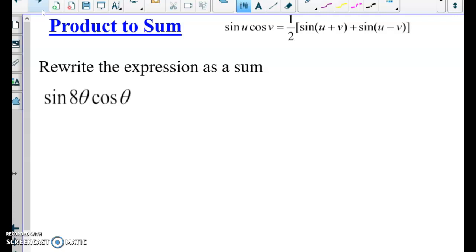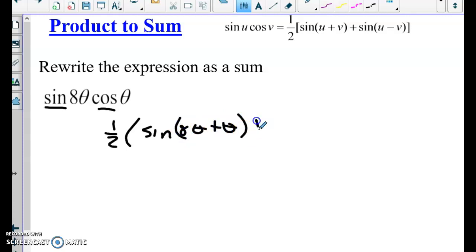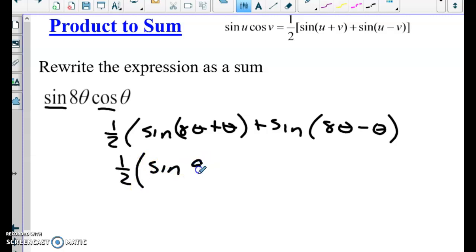All right, so the product to sum. Now this is the bottom one. We have a sine, cosine, and again, there are 4 formulas down there, and one of them has to be sine, cosine. So I'm going to plug into the formula. I'm going to say 1/2 of the sine of 8 theta plus theta plus sine of 8 theta minus theta. And so I end up with 1/2 of the sine of 9 theta plus the sine of 7 theta.